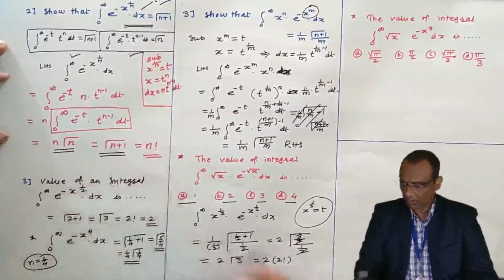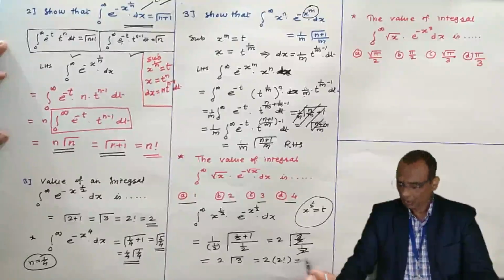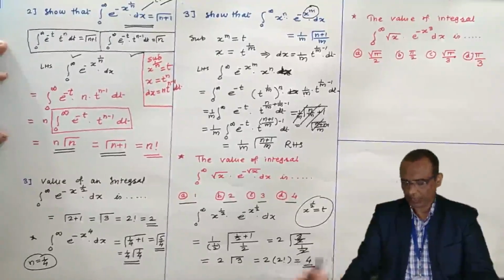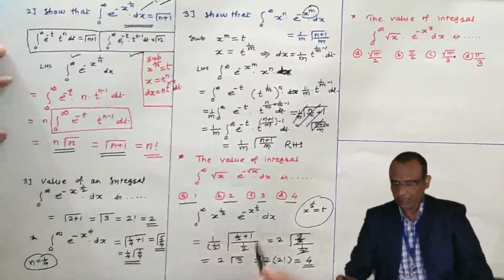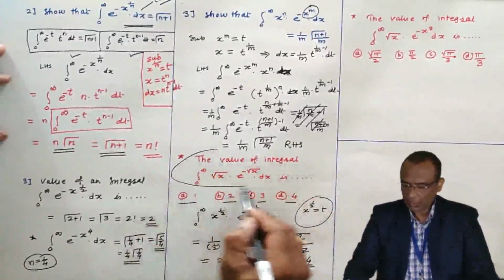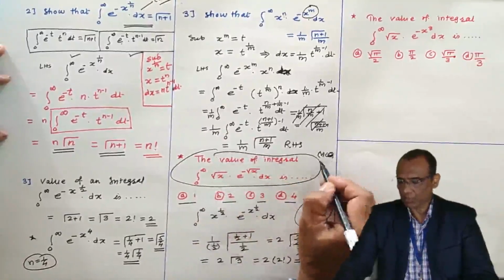Gamma 3 is factorial 2. Factorial 2 is 2 into 1, which is 2. The 2 into 2 is 4, and I am dividing. The value of this integral we have evaluated is 4. Okay, this type of problem may be asked as an MCQ, a multiple choice question.